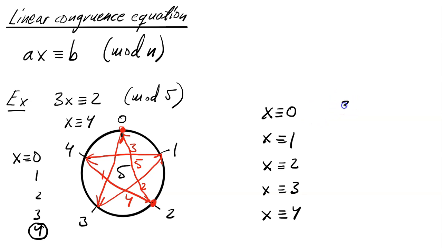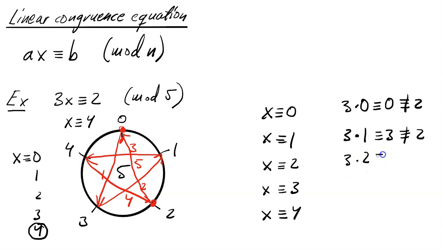So if you test 0, 3 times 0 is 0, and that is not congruent with 2. If we put in x equal to 1, then we get 3, and that's not congruent with 2, so that's not the solution. 3 times 2 is 6, and 6 is congruent with 1 modulo 5, which is not congruent with 2, so not the solution. 3 times 3 is 9, and 9 is congruent with 4, which is not congruent with 2.